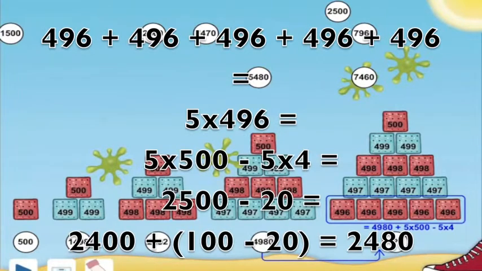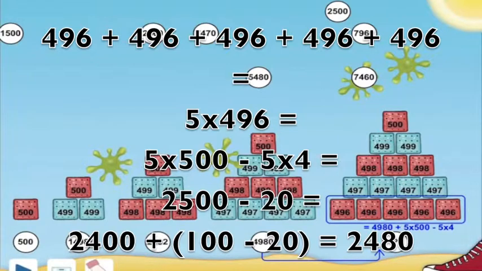We then have that 496 plus 496 plus 496 plus 496 plus 496, or 5 496s, is the same as 5 times 496. And now we're going to apply our rounding strategy. We're going to round 496s to 500s. So 5 times 496 becomes 5 times 500, and then we need to subtract away 5 4s, or 5 times 4. Now we have an easy calculation. 5 times 500 is 2500, minus 5 times 4, which is 20, so we have 2500 minus 20.